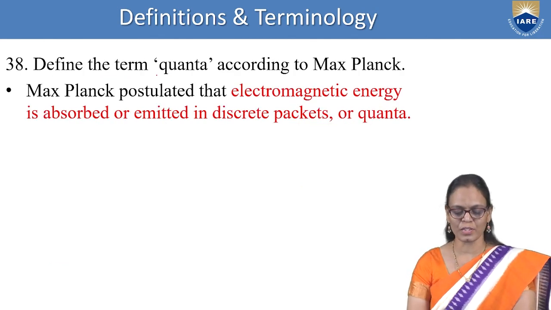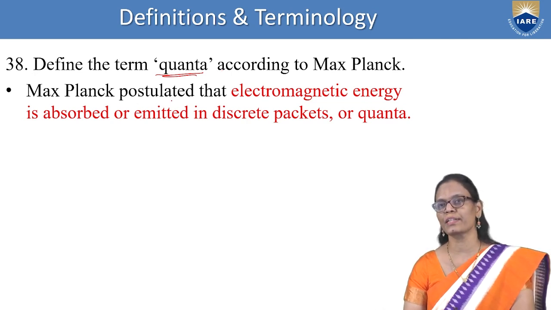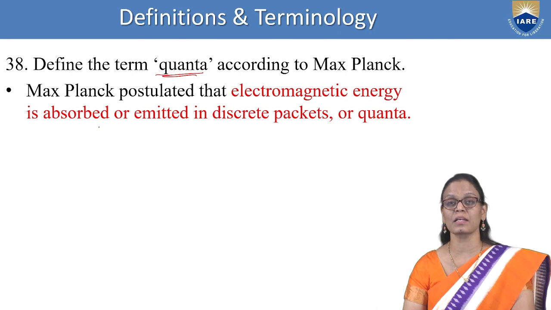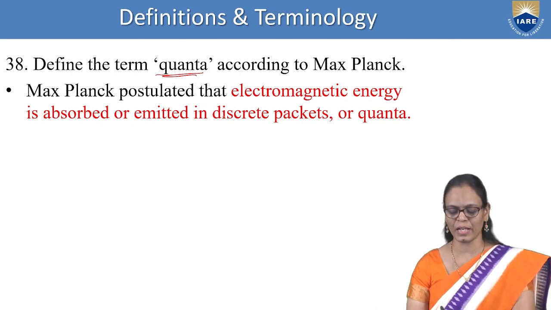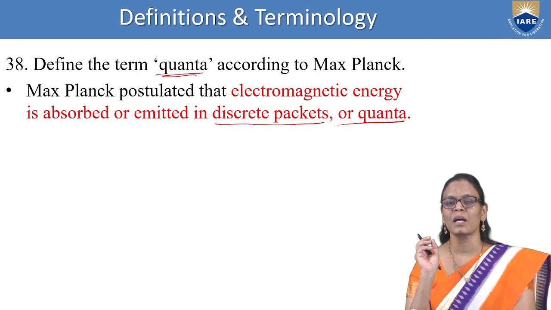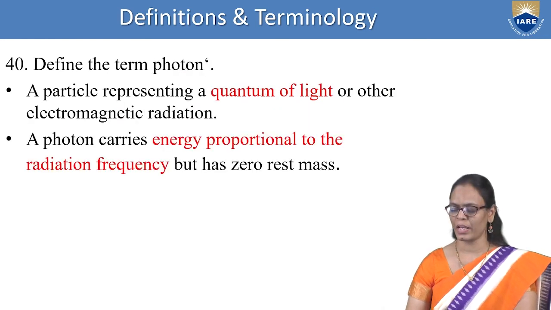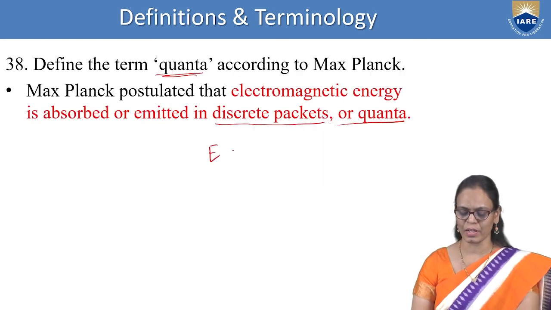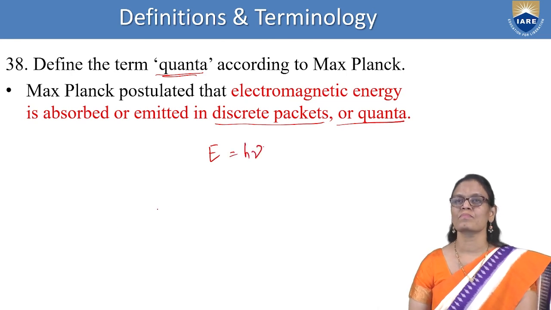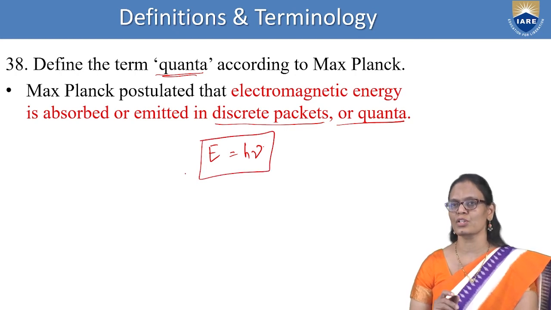Now define the term quanta according to Max Planck. Max Planck postulated that electromagnetic energy is absorbed or emitted in discrete packets or quanta. So whenever energy is emitted, it is emitted in the form of small packets. They are discrete, not continuous. What is the energy of each packet given by? It is given by E is equal to h nu. This will be the energy of each photon or each quantum.